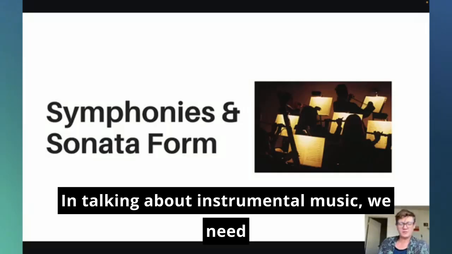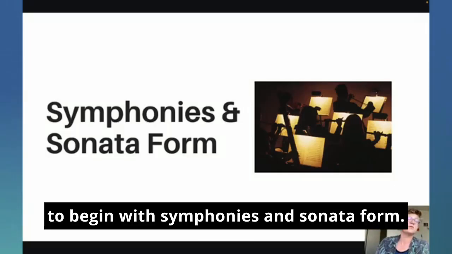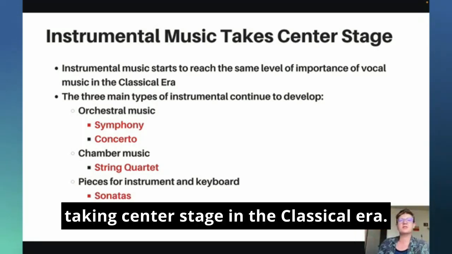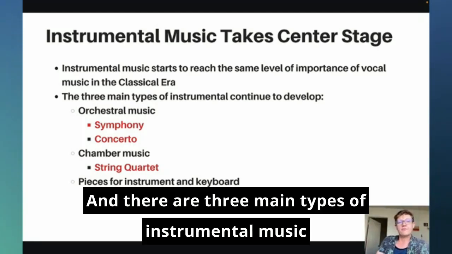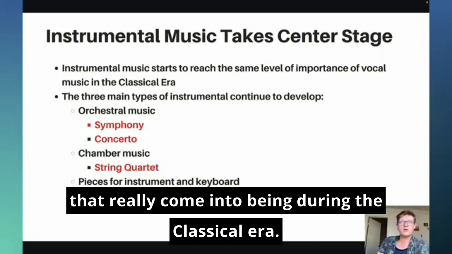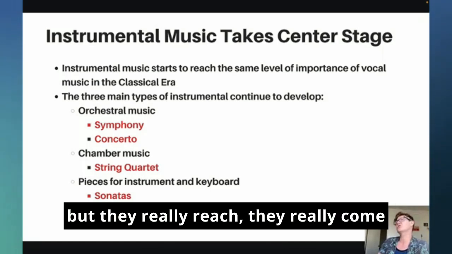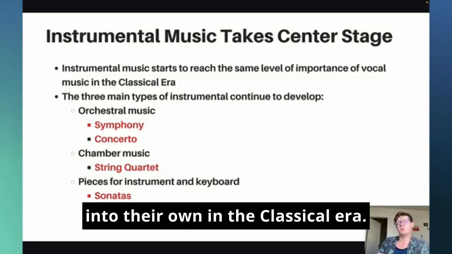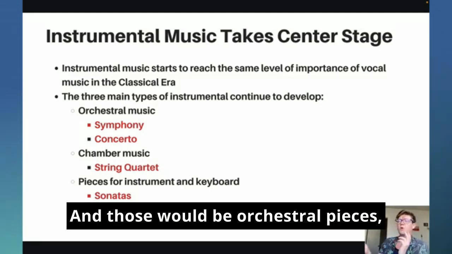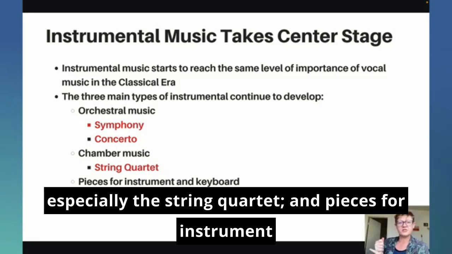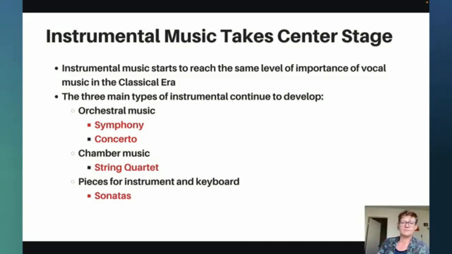In talking about instrumental music, we need to begin with symphonies and sonata form. So as I mentioned, instrumental music is taking center stage in the classical era. And there are three main types of instrumental music that really come into being during the classical era. We've talked about these in the Baroque, but they really come into their own in the classical era. And those would be orchestral pieces, so the symphony and the concerto, chamber music, especially the string quartet, and pieces for instrument and keyboard, otherwise known as sonatas.